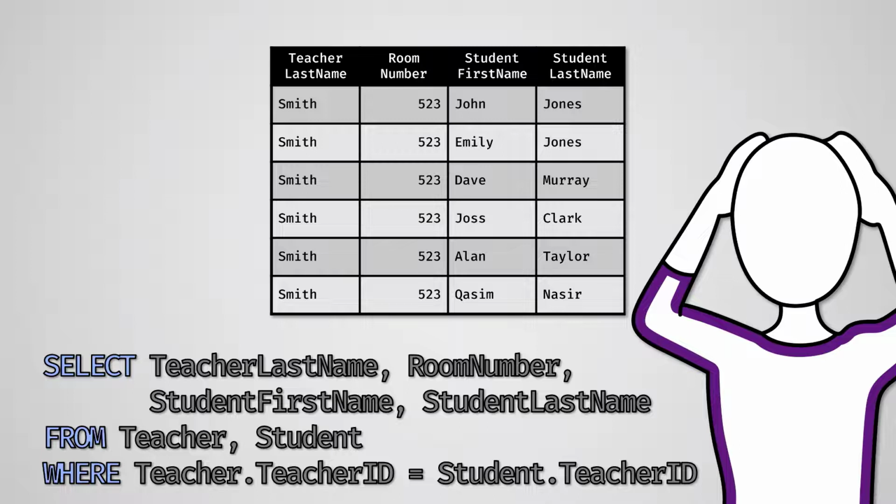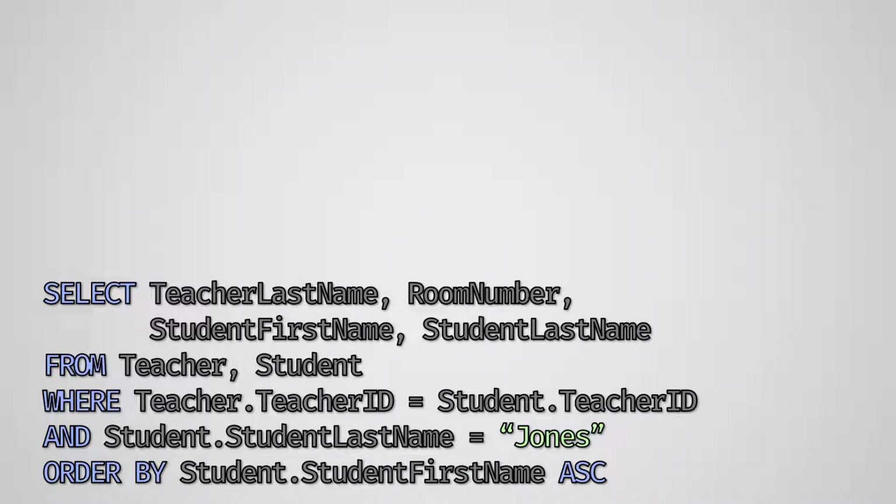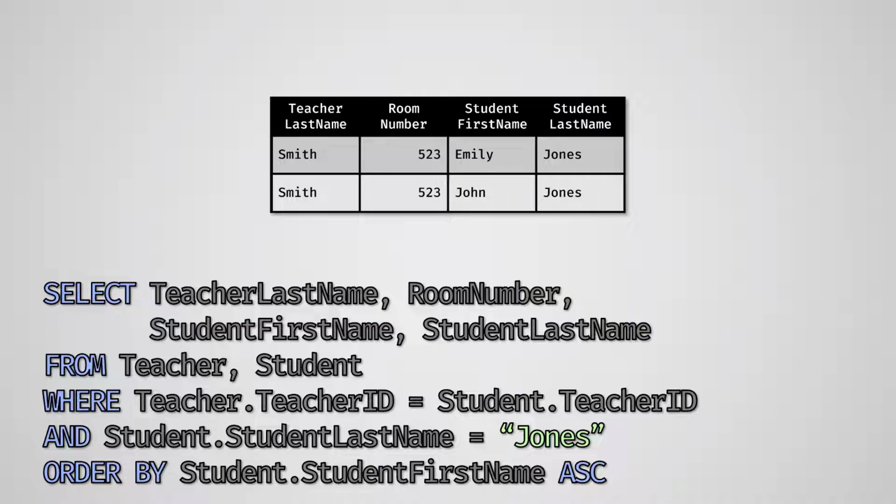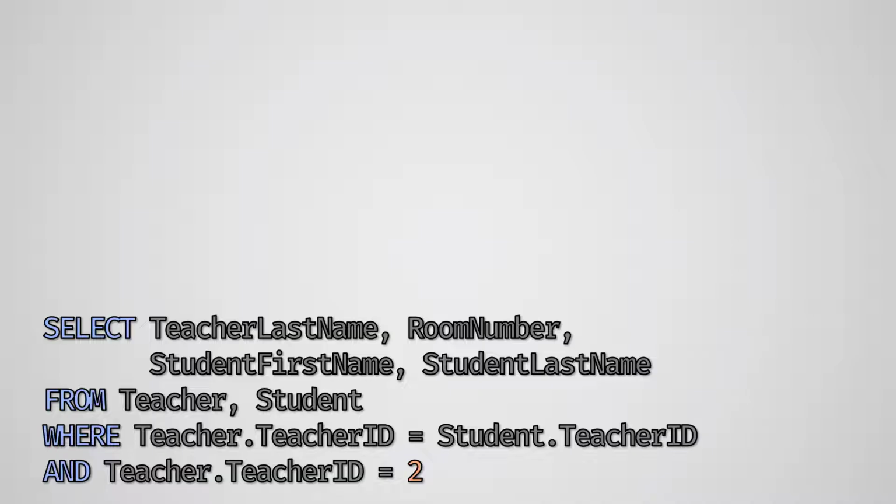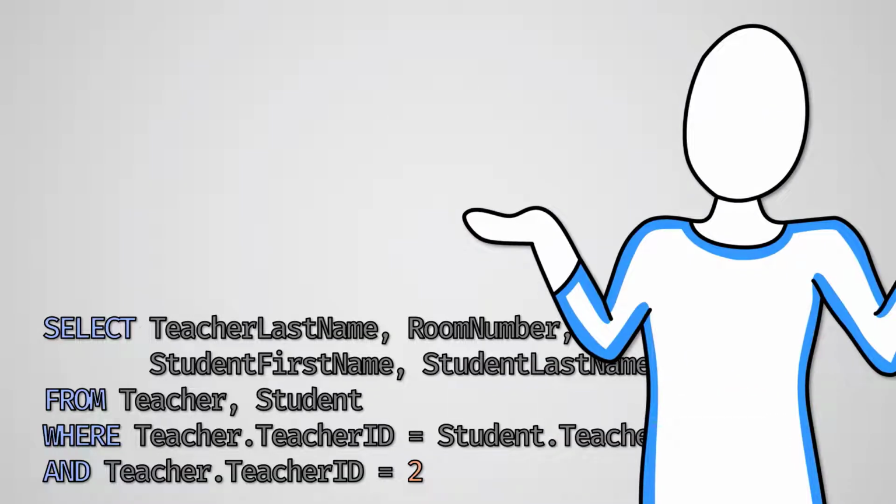For example, if we wanted to get the same information for the student's name Jones, we would add the following to the where clause and even an order by, which gives us these results. It's worth noting that an SQL join will only select matching data from both tables that exist in the where clause. If you use this SQL query, there will be no results, as there are no records in the student table that have a teacher ID of 2.